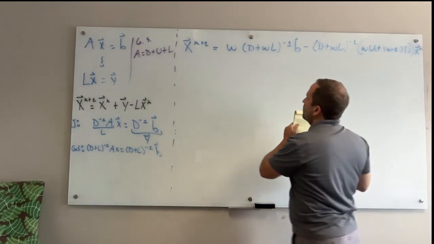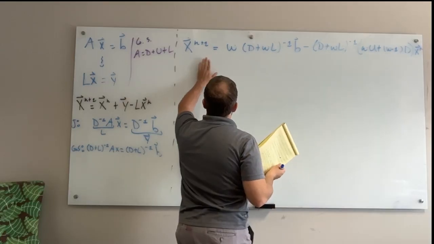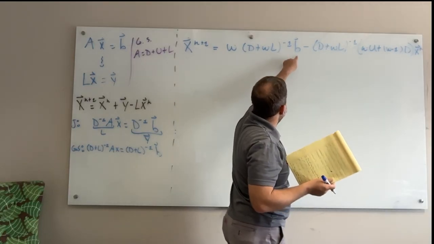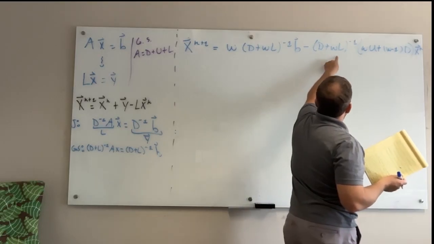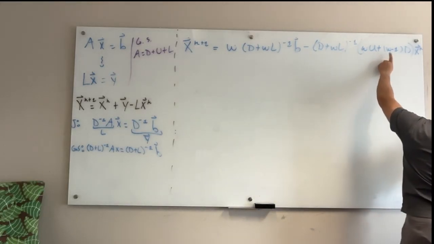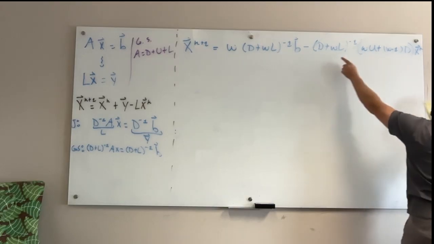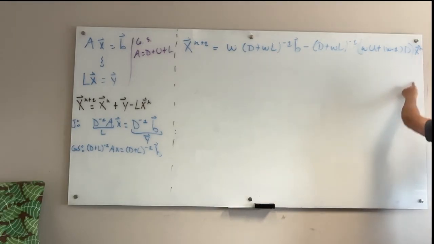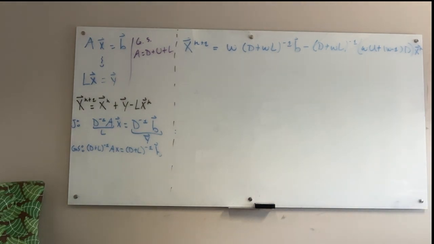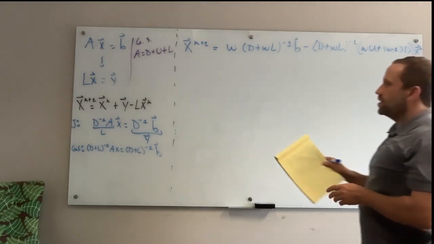Let me just read out what this is. x^(k+1) is equal to omega times (D plus omega L) inverse times b, and then minus (D plus omega L) inverse times (omega U plus (omega minus 1) D), and this whole thing times x^k, the value of the old iterate that we are updating. And again, what I'm saying is we can put it in this format here.